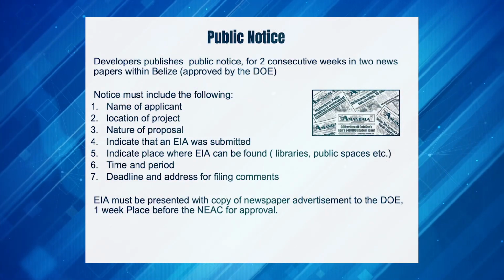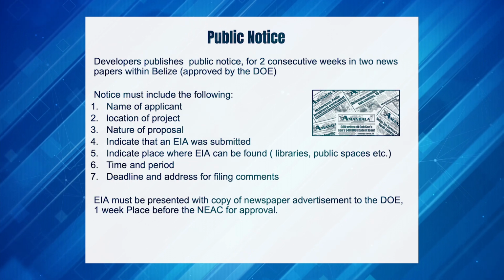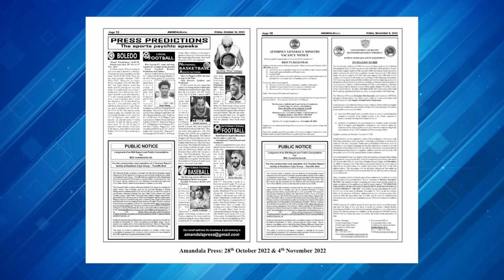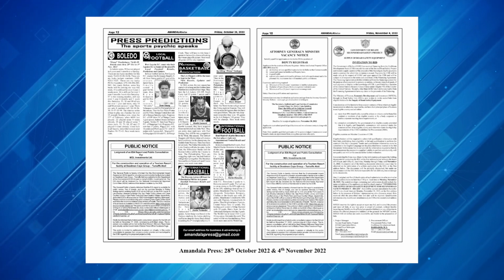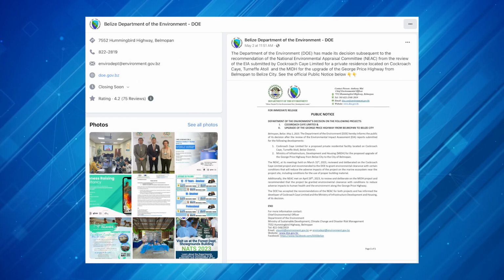When the EIA report is finalized, the developer must also submit a copy of a public notice to be published in 2 widely circulated newspapers to invite public participation in the process. This is also promoted on the DOE's Facebook page.